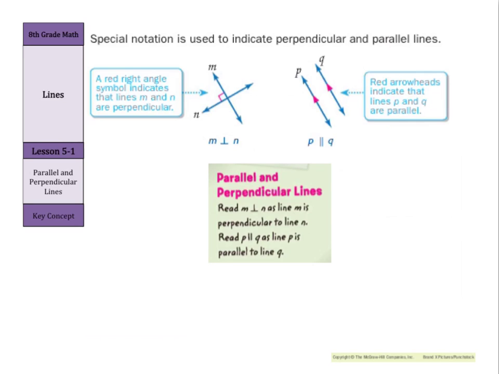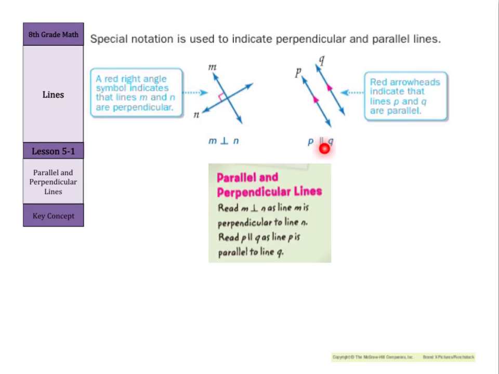Now, before we get into our examples, let's take a look at the special notation that is used to indicate perpendicular and parallel lines. With the perpendicular lines, you can see the red right angle there. It indicates that line M and line N are perpendicular. And again, you can see the perpendicular symbol there. With lines P and Q, these are parallel, and the way you know this are the arrowheads in the lines. The red arrowheads indicate that lines P and Q are parallel. And again, you can see the straight up and down lines there.